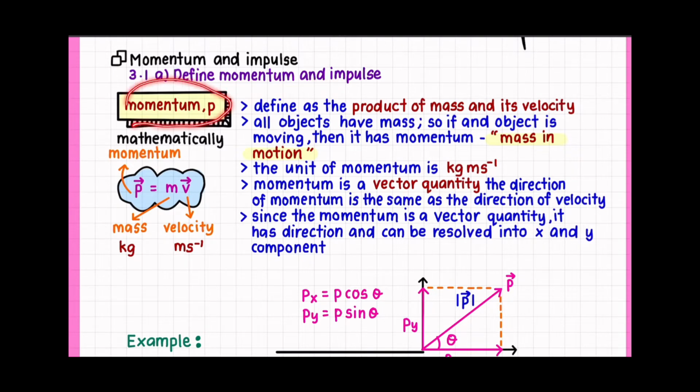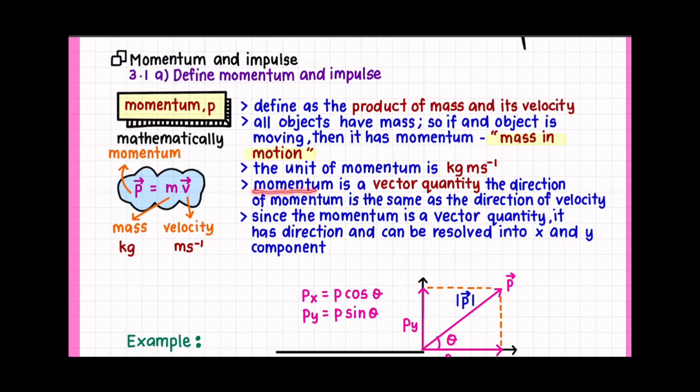Okay, so look at momentum. Momentum is defined as the product of mass and its velocity. So all objects have mass. So if an object is moving, then it has a momentum that we call mass in motion. Okay, so the unit for momentum is kg m/s, because mathematically we can write the equation of momentum, P equals mv. P is momentum, m is mass in kilogram, and v is velocity in m/s.